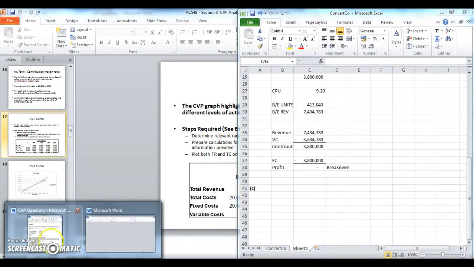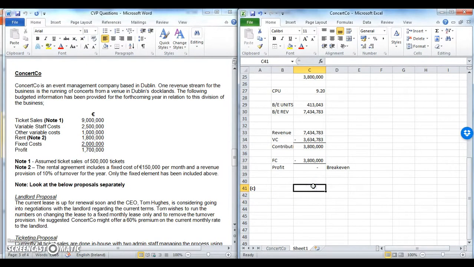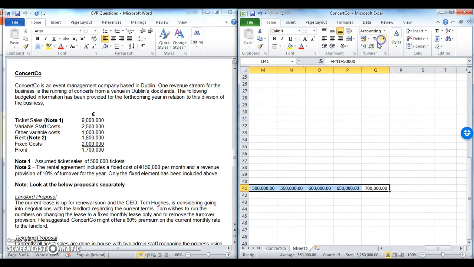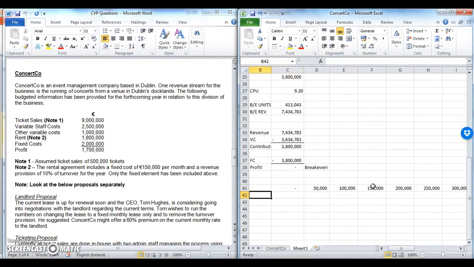So if we go back to our Excel, we're going to start at levels of activity of 0, and we'll go up in 50,000 intervals. So we start with 0, 50, and we go all the way out. Well, that's going to be too far. So we go about to 700,000. Okay. So you can do that in Excel and just click and drag it. So we're going up in 50s to 700,000.